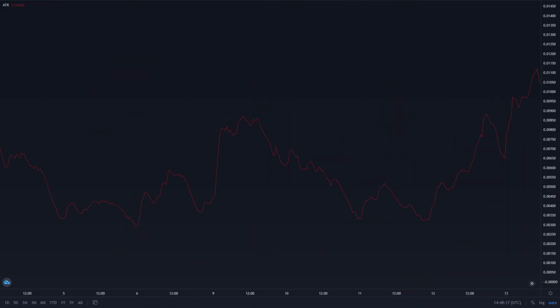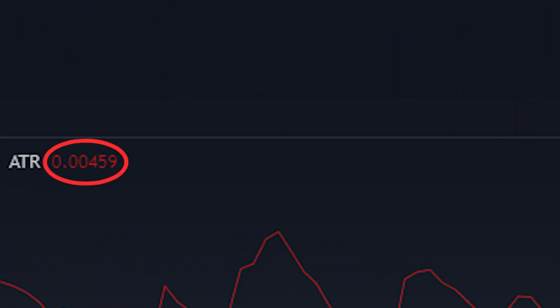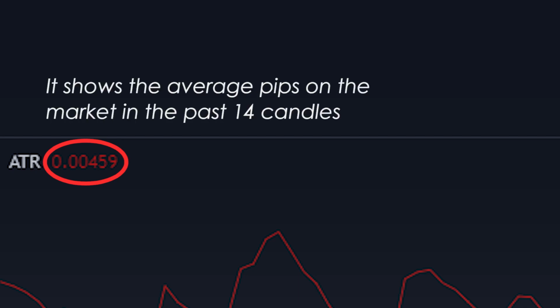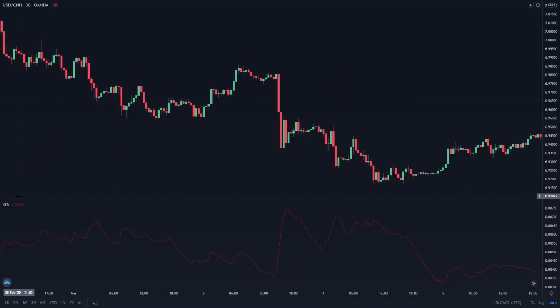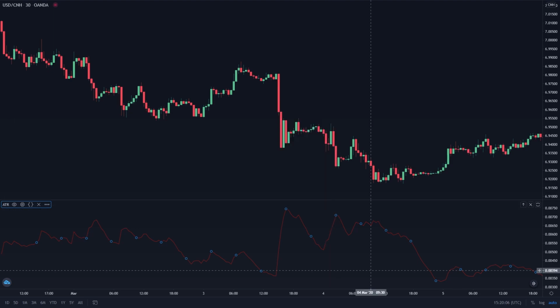The ATR indicator stands for Average True Range, and its only purpose is very simple: to identify the volatility in the market. So when you open the ATR indicator, you'll get a single line. But believe it or not, you don't really need this line, because the only important part of the indicator is the ATR value, the number in the corner. This number shows the average pips in the market over the past 14 candles. You can switch this to whatever value you want in the settings, but I prefer the original.